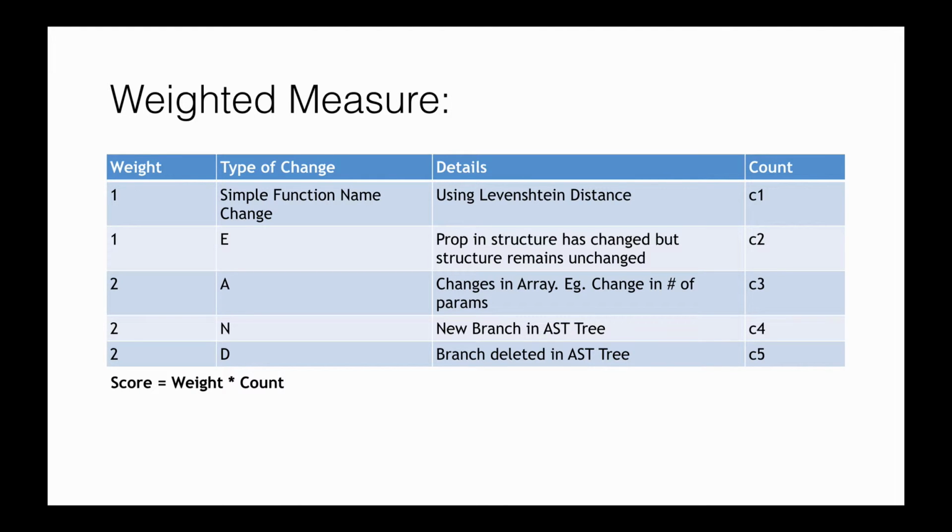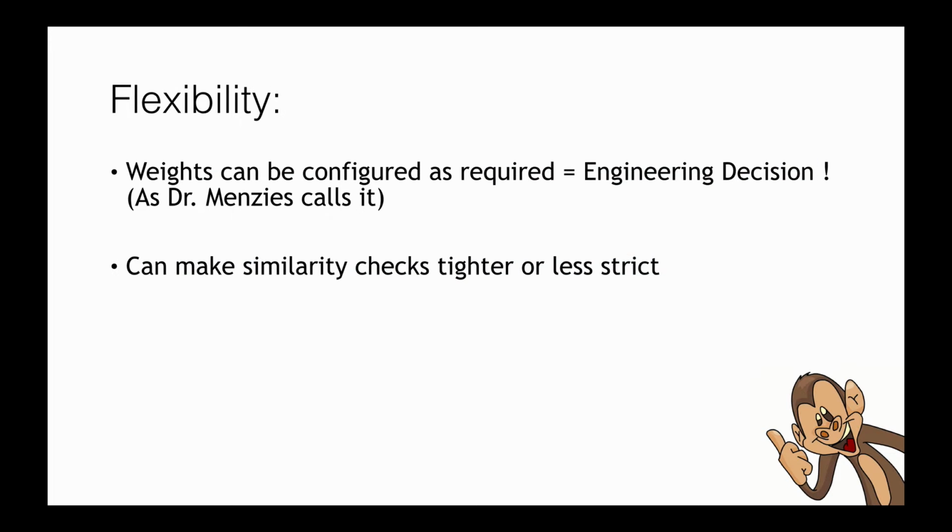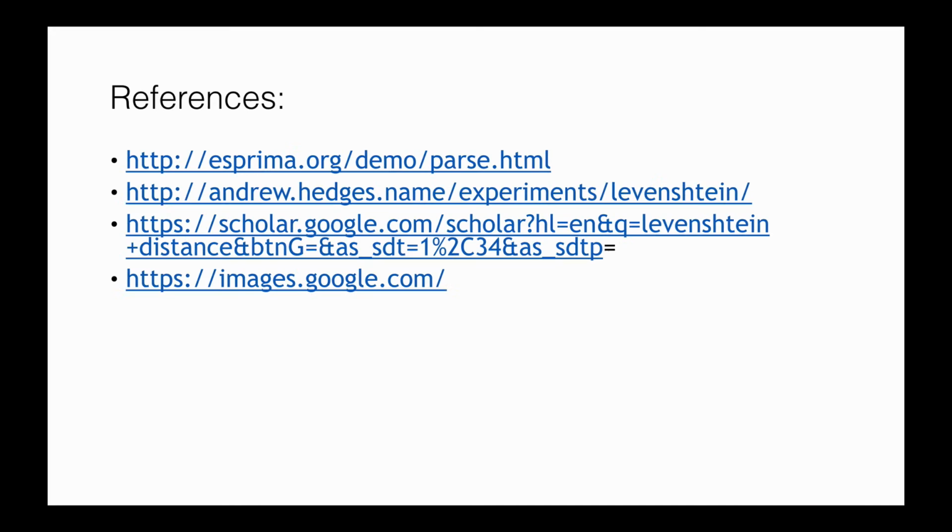And this is the weighted measure where score is computed using weight multiplied by count, and depending on the type of change you have different weights. So it's flexible because we are using weights here. So these are some of the references. Pei, can you please show us the demo for the special milestone?